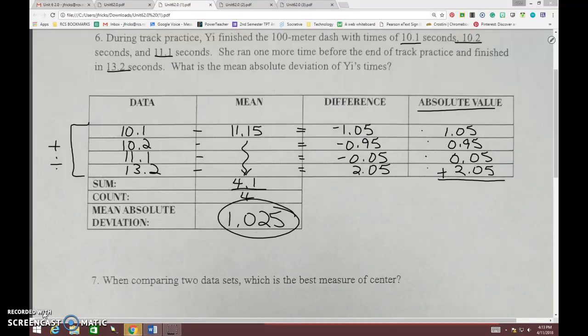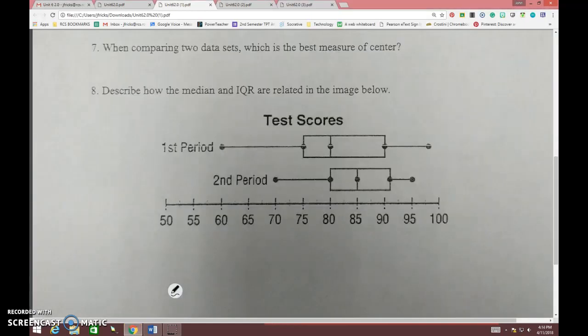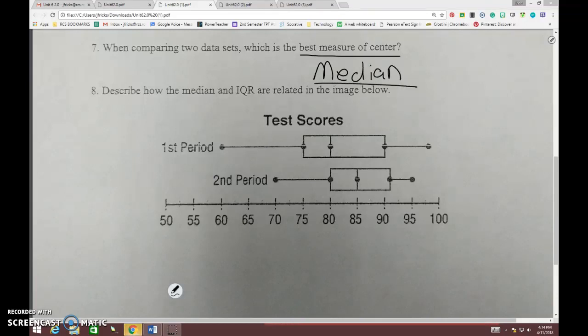Let's now move on to number 7. Number 7, median. If you cannot remember median, then don't take the test tomorrow. It's going to be way too hard for you. Because the best measure of center is simply median. Got it? Good. Let's move on to number 8.